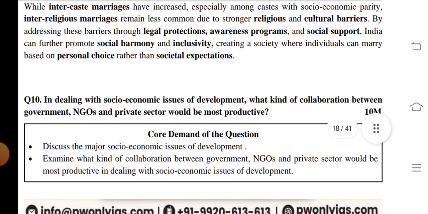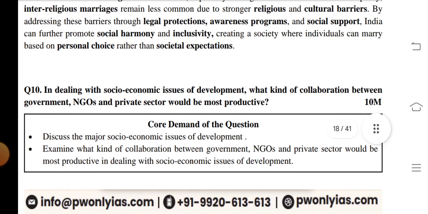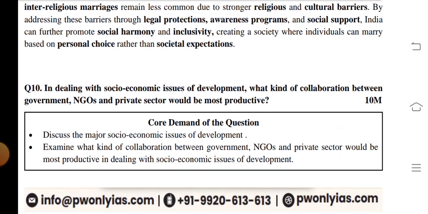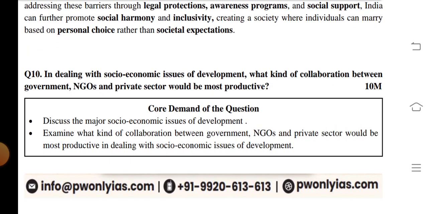While intercaste marriages have increased, especially among castes with socio-economic parity, interreligious marriages remain less common due to stronger religious and cultural barriers. By addressing these barriers through legal protections, awareness programs, and social support, India can further promote social harmony and inclusivity, creating a society where individuals can marry based on personal choice rather than societal expectations.